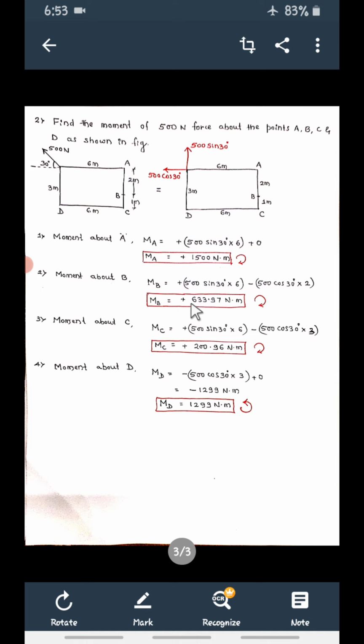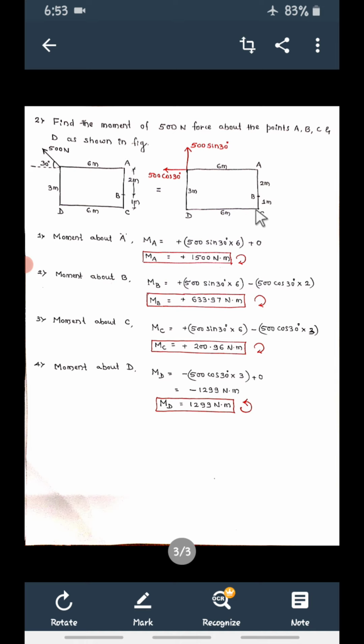So this answer will be plus 633.97 Newton meter. Force is in Newton and distances are in meters, so the unit is Newton meter. Plus means clockwise, you have to show. So this is the moment about point B.